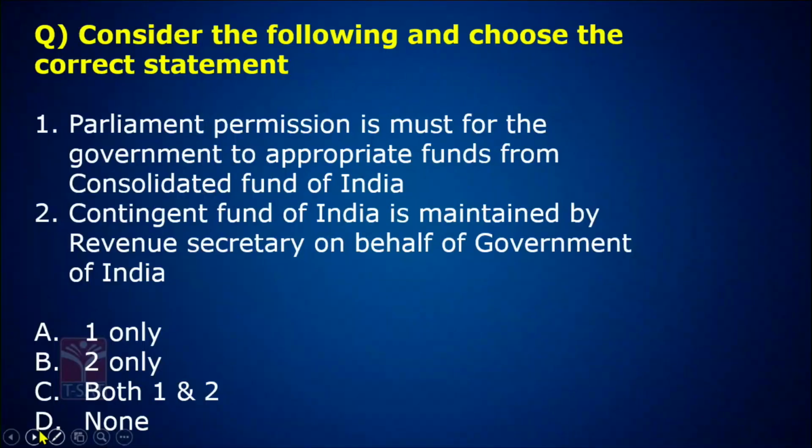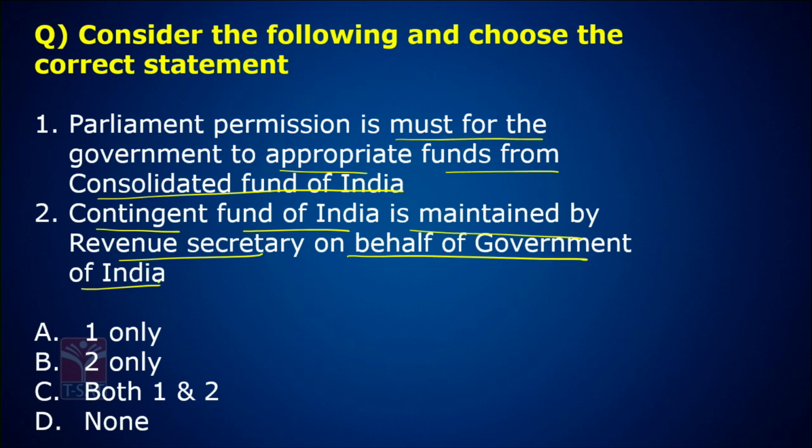Let's come back to the next question. Look at the question, try to understand it. Consider the following and choose the correct statement. Parliament permission is a must for the government to appropriate funds from Consolidated Fund of India. Contingent Fund of India is maintained by Revenue Secretary on behalf of Government of India.